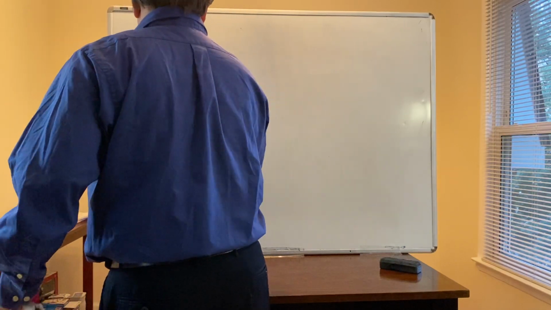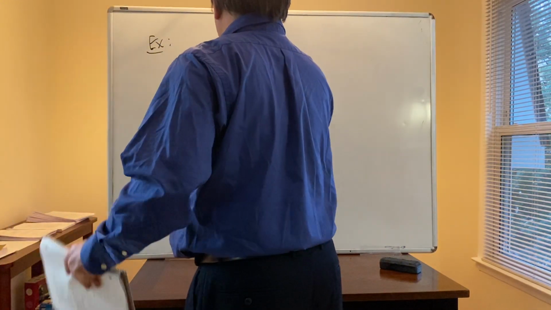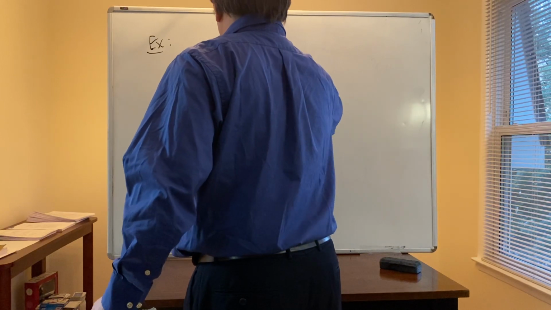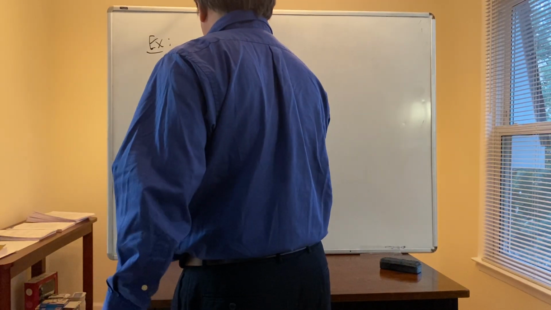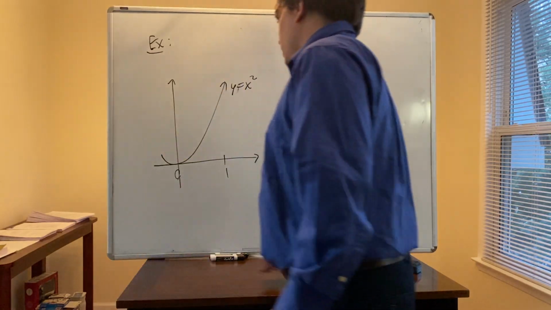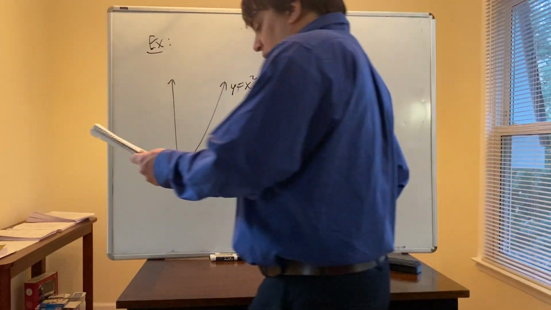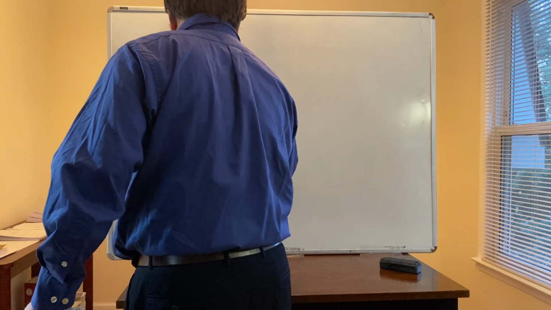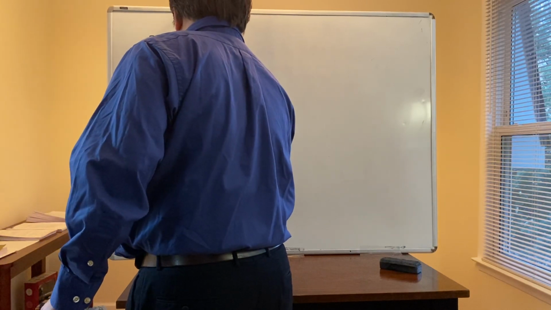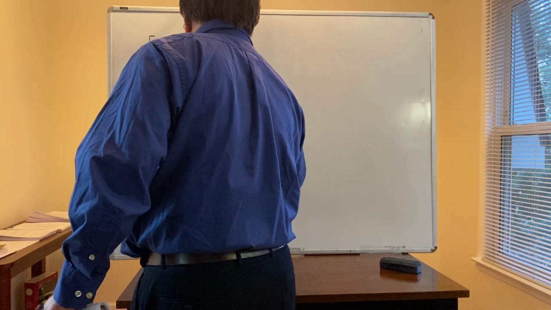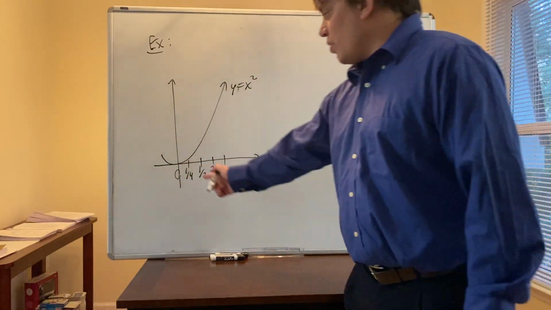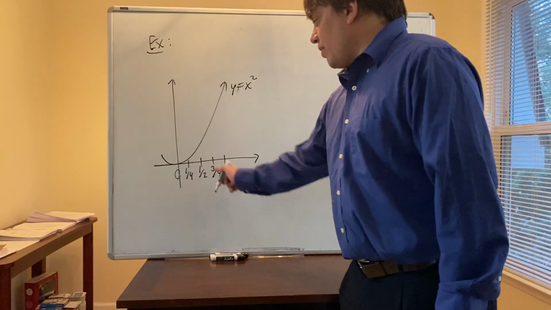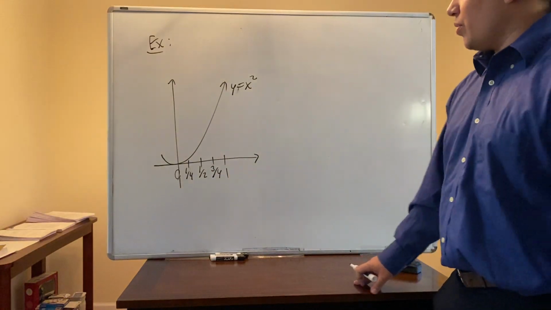So let's say you have a graph y equals x squared. Okay, and let's say you want to take the area under y equals x squared from 0 to 1. Well, then I'm going to separate this into 4 equal subintervals of length 1/4. So the first subinterval is going to go from 0 to 1/4, the next one from 1/4 to 1/2, the next one from 1/2 to 3/4, and the next one from 3/4 to 1.